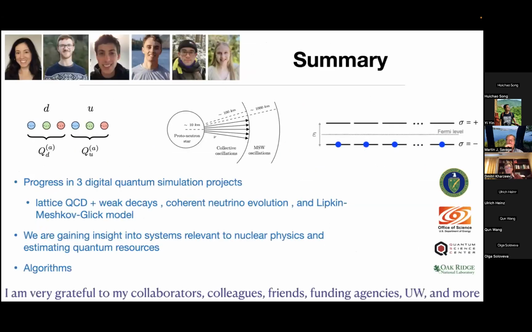But let me summarize. So I've given you an overview of 3 projects on digital simulation that we've been working on. One is 1+1-dimensional QCD. One is coherent neutrino evolution, relevant for supernova, and one is a nuclear many-body system that actually seems very amenable to using effective field theory techniques and truncations and new Hamiltonians for this work. So thank you very much.